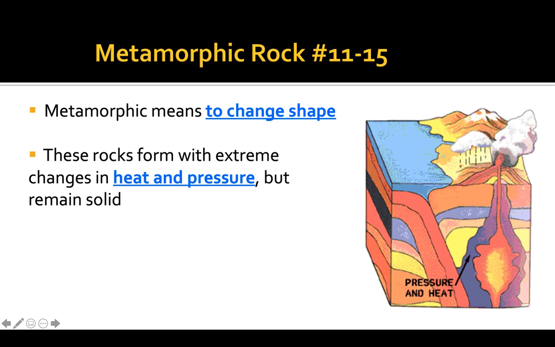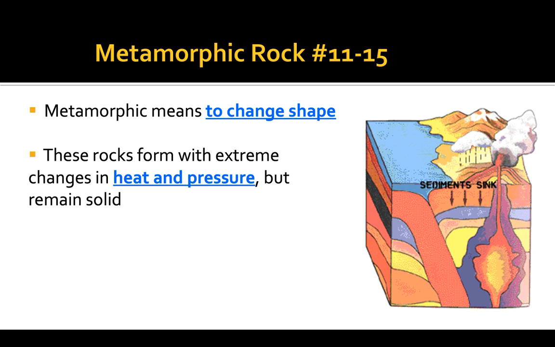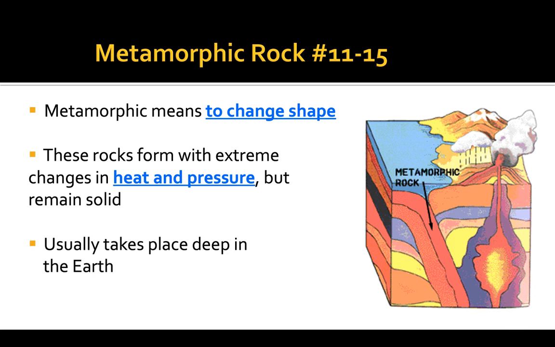What happens if they don't remain solid? What happens if they melt all the way? You got it. They're not a metamorphic rock anymore. They would be an igneous rock. Remember, igneous rock comes from molten material. And this process is usually going to take place deep within Earth.